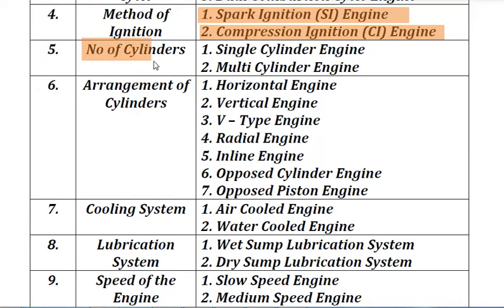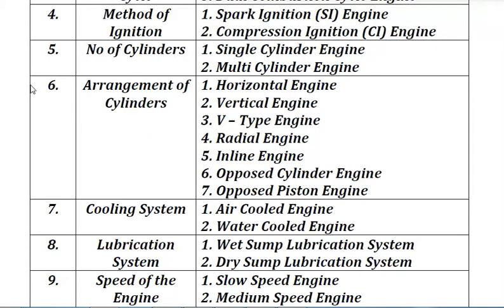Next, number of cylinders. Based on the number of cylinders, engines are classified as single cylinder engine and multi-cylinder engine. Single cylinder engine means the engine has a single piston and cylinder, whereas a multi-cylinder engine has many cylinders. It can have 2, 3, 4, 5, 6, 8, 10, 12, 16. So this is the classification criteria for the number of cylinders.